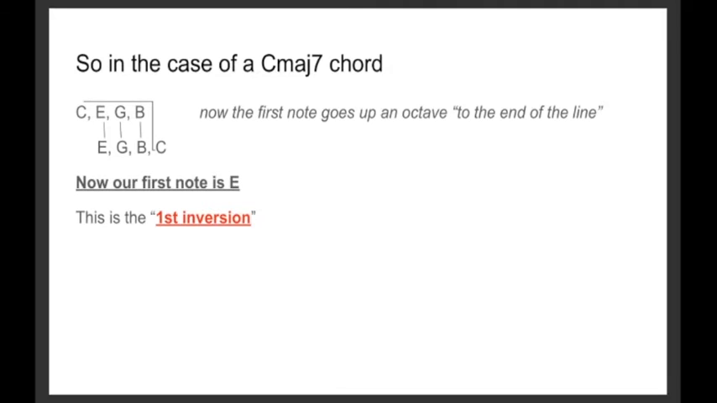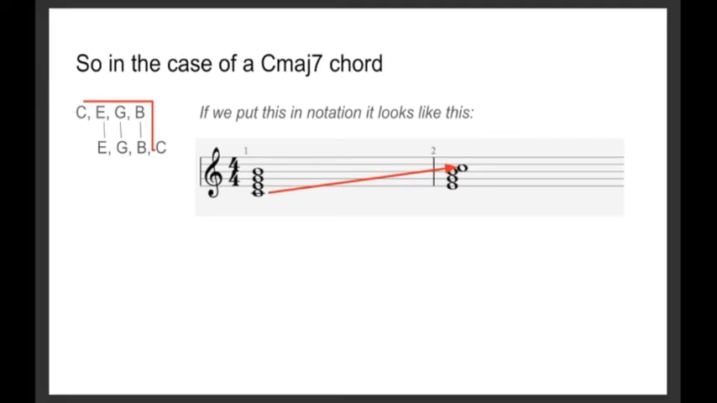So it looks like that, scooches over. Now we have E, G, B, C. And so our first note is E, and that means we are in first inversion. Okay, so this is what it looks like in notation. See that bottom C on the first bar, that moves up an octave. And now you have this E, G, B, C chord.